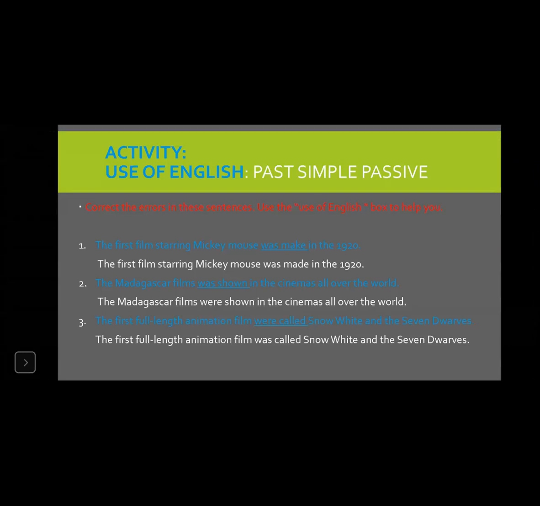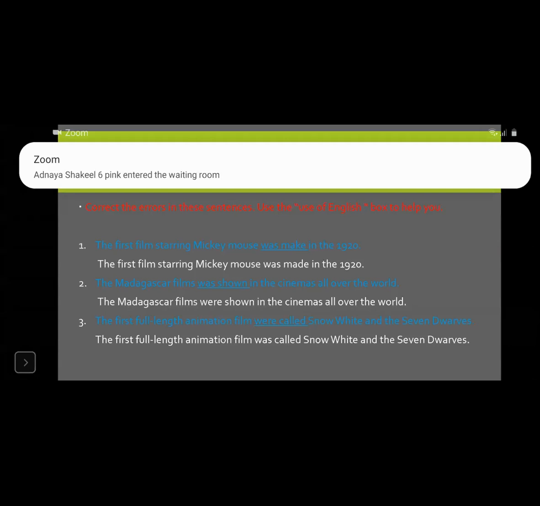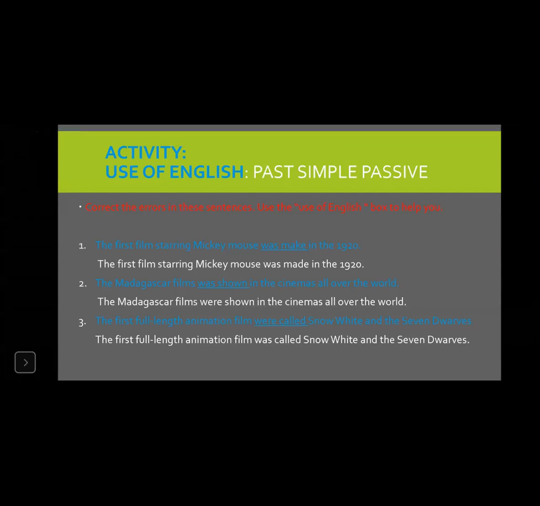Second question. The Madagascar films was shown in the cinema all over the world. So the Madagascar films were shown in the cinema all over the world. Now move towards the third one. The first full-length animation film were called Snow White and the Seven Dwarfs. The first full-length animation film was called, because the film was only one, so it was called Snow White and the Seven Dwarfs.